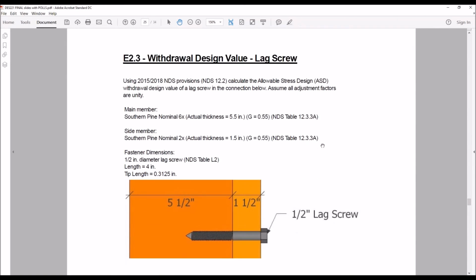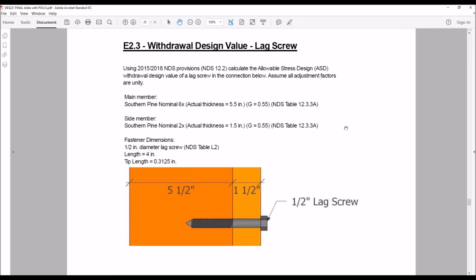All right, our next example is going to be another withdrawal design value example, but this is going to be for a lag screw. So our main member in this example is a nominal 6x Southern Pine member, so its actual thickness is 5.5 inches, and our specific gravity is 0.55. Our side member is a 2x Southern Yellow Pine member, so the actual thickness on that is 1.5 inches.